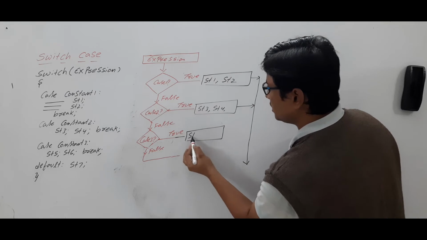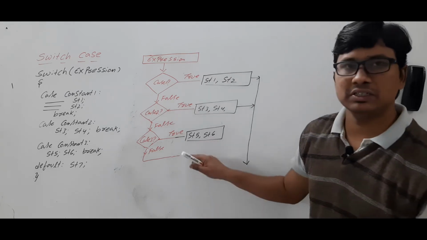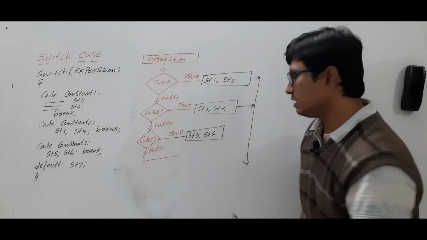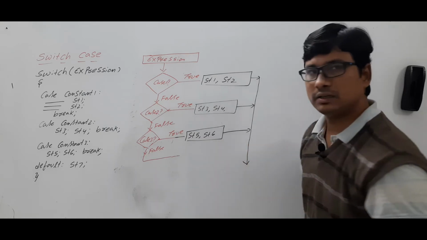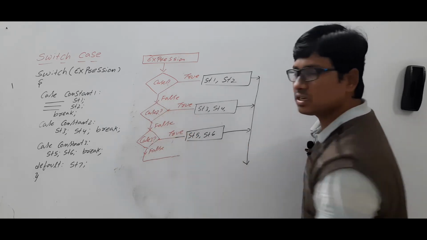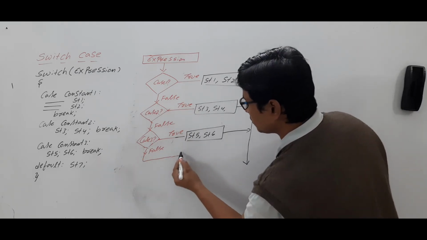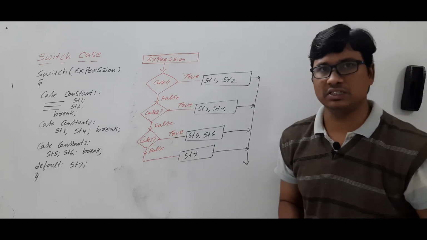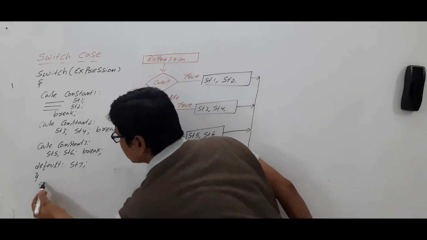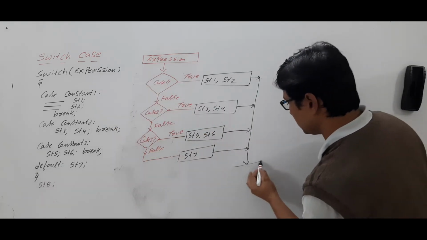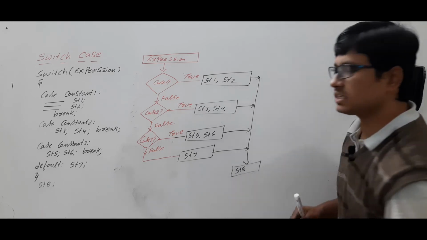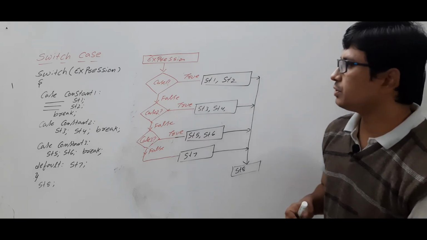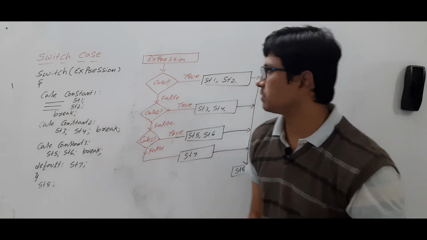And then I have statement 5 and statement 6. When case 1 is false, case 2 is false, and case 3 is true, then statement 5 and statement 6 will be executed. If case 1, case 2, and case 3 are all false, then you need to execute the statement in the default, which is statement 7. Then you need to come out from the switch expression. Is it clear? Suppose you have a statement 8 that you will represent here. After the switch expression, statement 8 will be executed. So I hope you have understood the syntax of the switch expression and the flowchart.